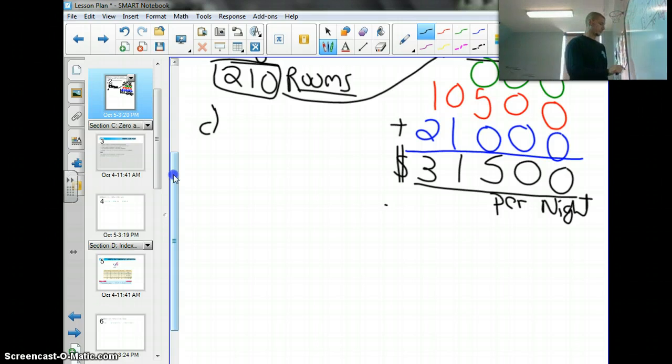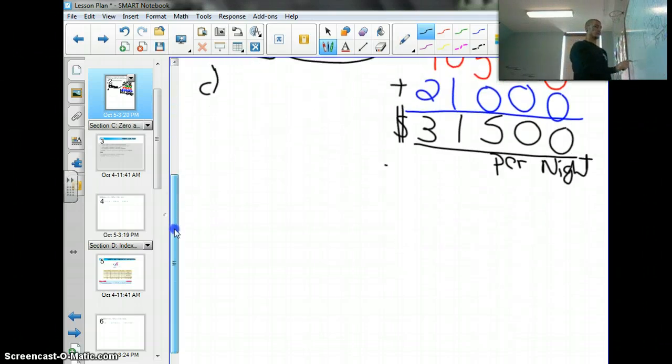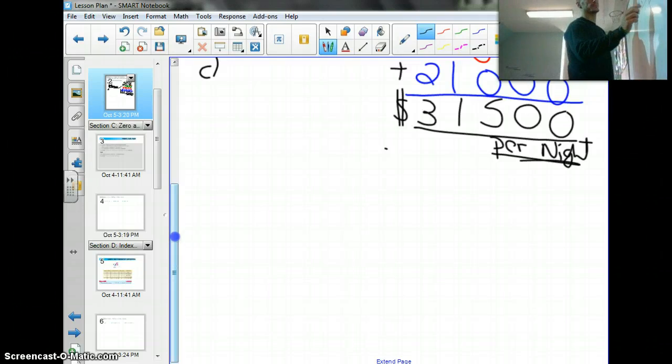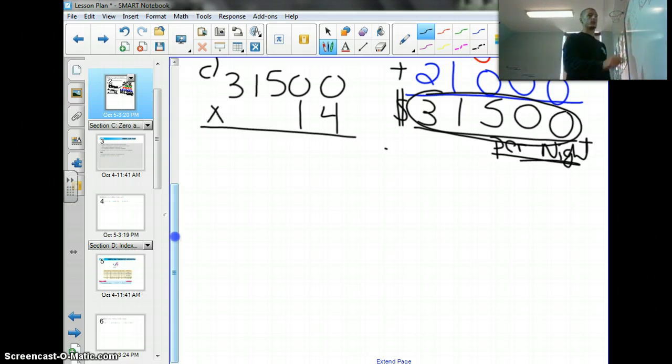And the last question says, what would the total income be over a 14-day period? Well, this is one night, okay? They make $31,500 one night. And what we're saying is, what if we had it all sold out for 14 days? What are we going to do? It's the exact same process. We're just multiplying, okay? So we should know this.